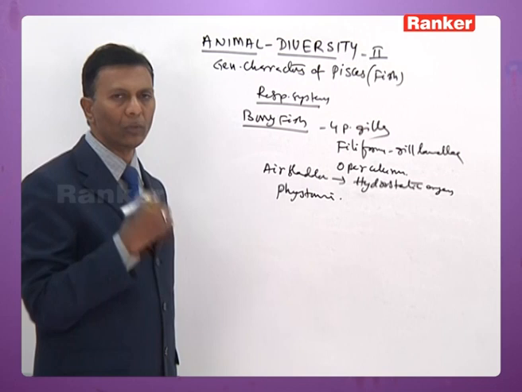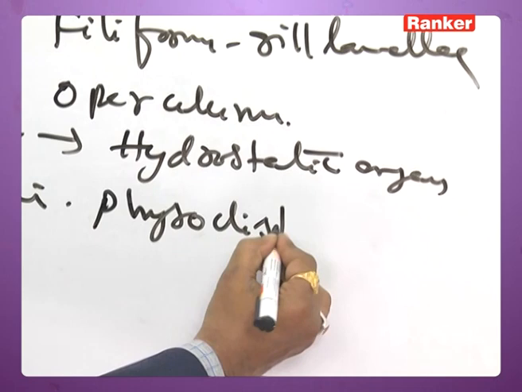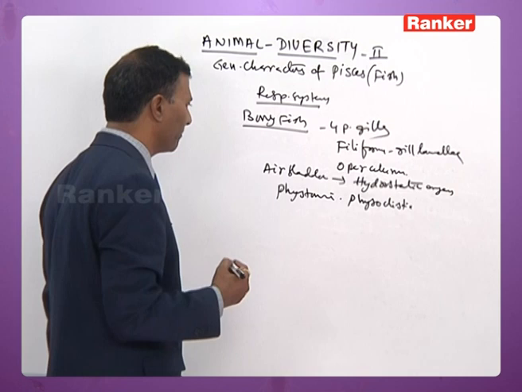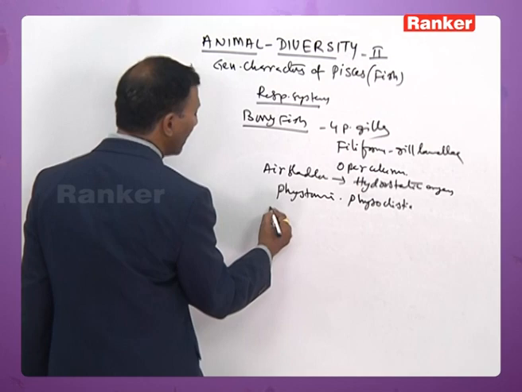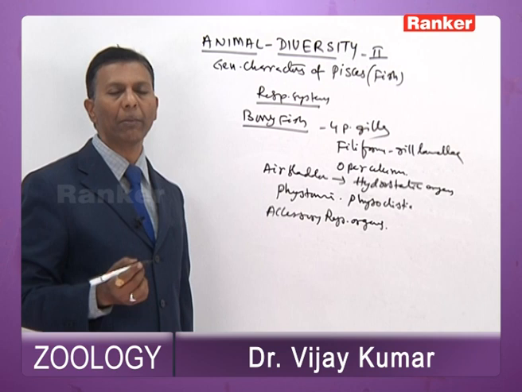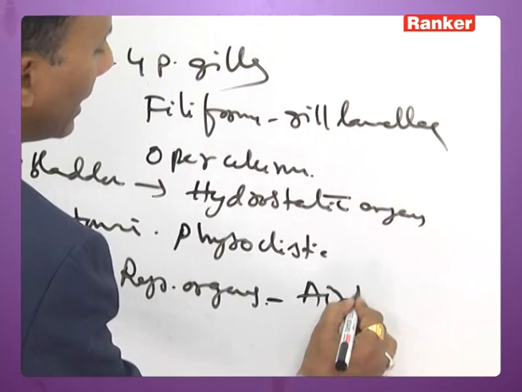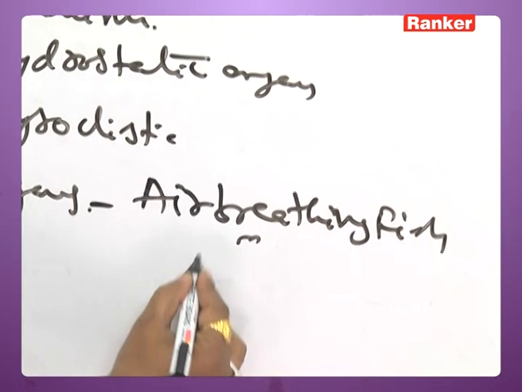If the air bladder doesn't open into the pharynx, if it is blind, it is called physoclist. So there are 2 types of air bladder, physostome or physoclist. Apart from this, some of the bony fish, besides the air bladder, have accessory respiratory organs, which enable them to gulp in atmospheric air when they are out of water or when the water level decreases. The bony fish with accessory respiratory organs are called air breathing fish or live fish.